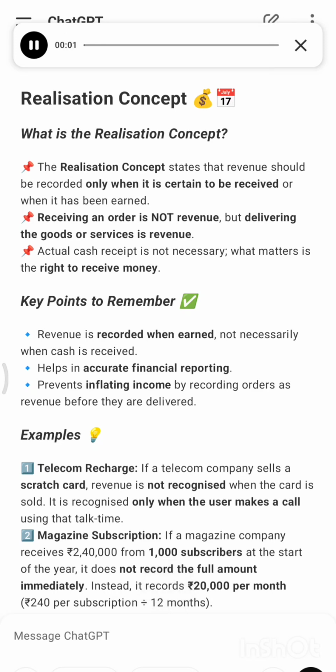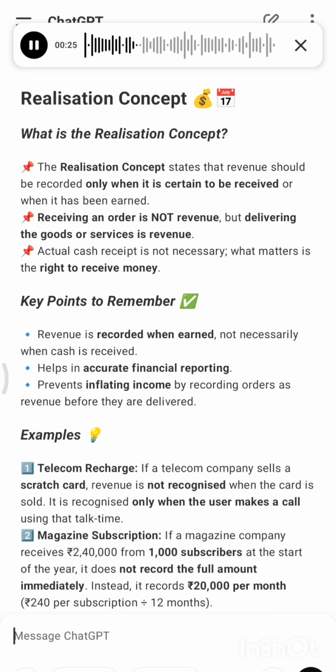Realization concept. What is the realization concept? The realization concept states that revenue should be recorded only when it is certain to be received or when it has been earned. Receiving an order is not revenue, but delivering the goods or services is revenue. Actual cash receipt is not necessary. What matters is the right to receive money.